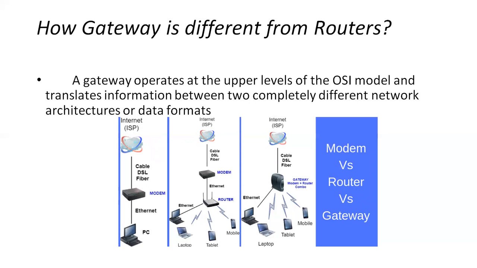How is a gateway different from a router? A gateway operates at the upper levels of the OSI model and translates information between two completely different network architectures or data formats. A router is a device that is capable of sending and receiving data packets between computer networks, also creating an overlay network. A gateway, on the other hand, joins dissimilar systems. A gateway is defined as a network entity that allows a network to interface with another network with different protocols.